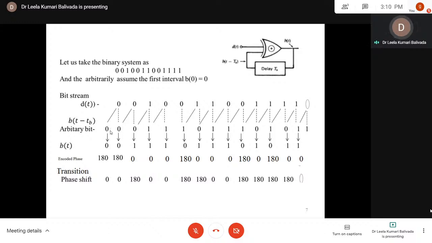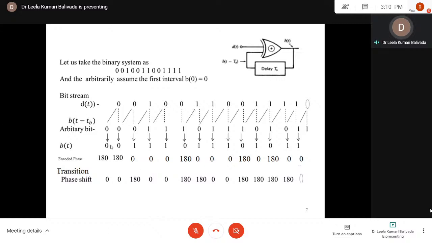Once we have generated this B of t minus Tb, B of t is from this point. So for the first bit, this is B of t. For the second bit, this is B of t. For the third bit, this is B of t, the binary input. Therefore, B of t is 0, 0, 1, 1, 1, 0, 1, 1, 1, 0, 1, 0, 1, 1. So this becomes the B of t.